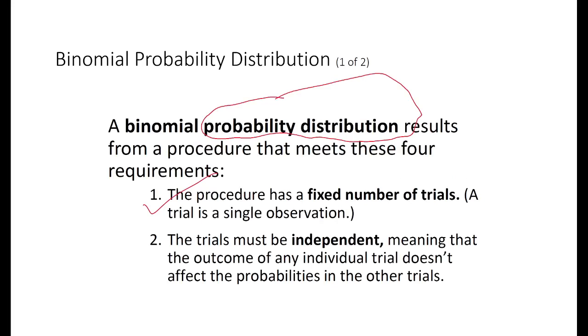the process or procedure has a fixed number of trials. Think about tossing a coin. When we toss a coin, there are two different possibilities. Either it's a head or tail. So that's a fixed number of outcomes. But it's not about the outcome. It's about how many times we do that trial. That should be fixed as well. So you cannot just keep tossing the coin infinitely. That should be a fixed number to have a binomial probability distribution.